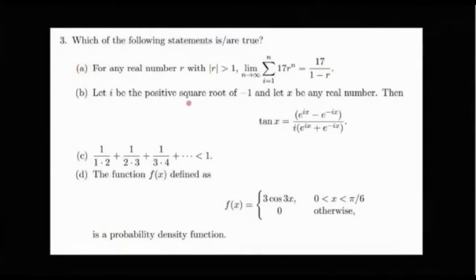So let i be a positive square root of minus 1. That means i is basically iota here. And let x be any real number. Then tan x is equal to e to the ix minus e to the minus ix, divided by i into e to the ix plus e to the minus ix, right? So we have to check whether tan x is equal to this thing.